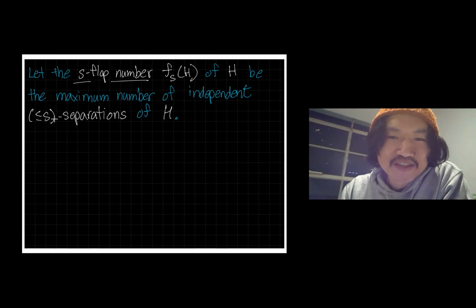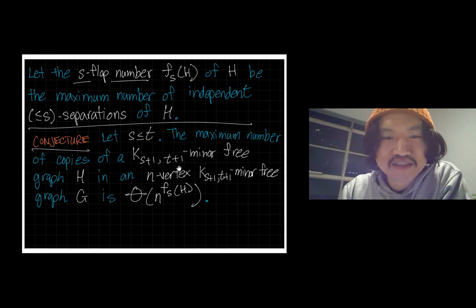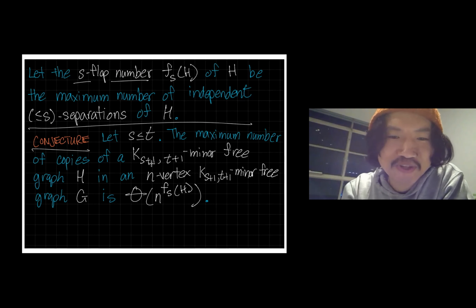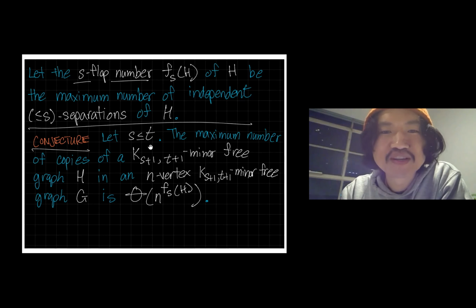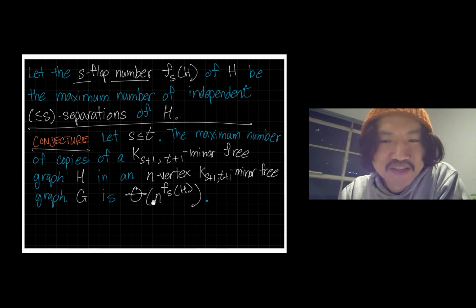And we conjecture that this should actually give you the answer in minor closed classes, where instead of a three, you get an S here. So you should always have this thing to be one more than the low order separations that you're considering. So our conjecture is that this should give the right exponent in minor closed classes.